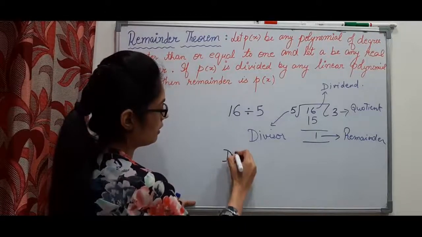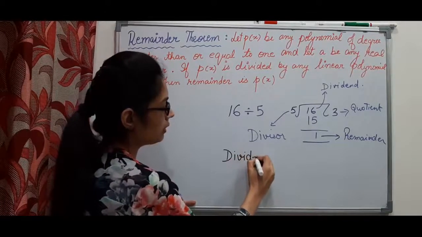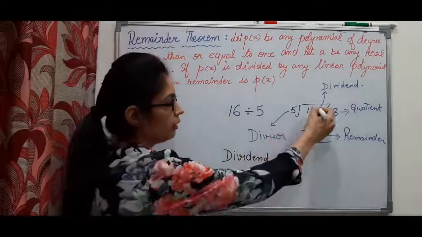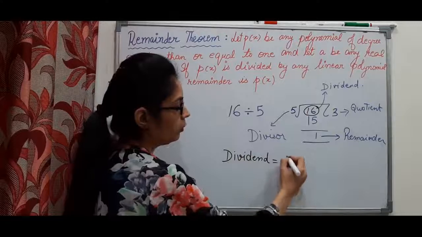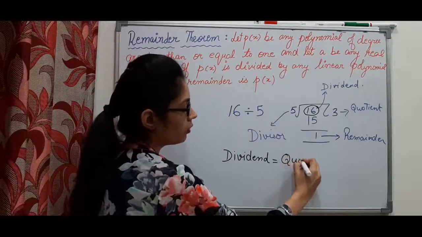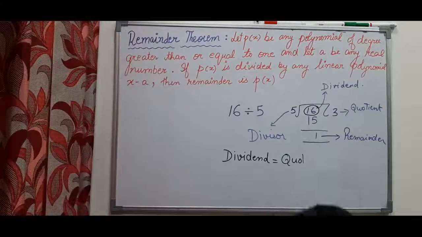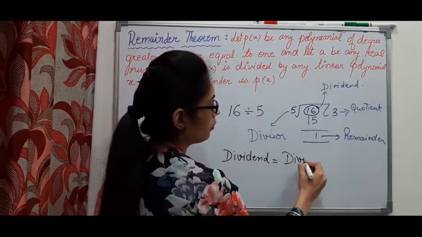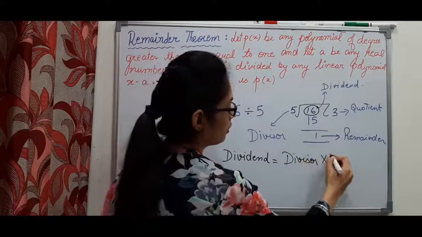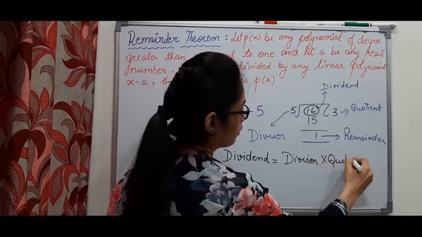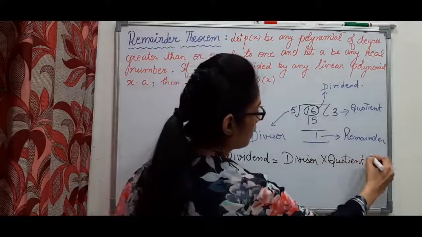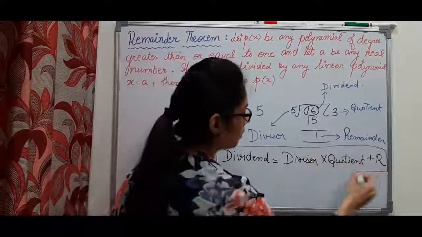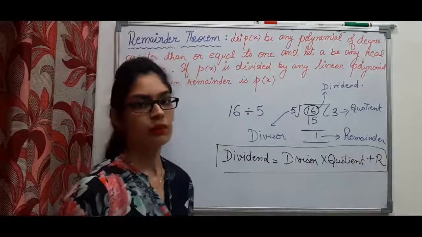So this is the relation. This you have to remember in case of polynomials also. Dividend, this one, is equal to divisor into quotient plus remainder. So this is the relation which you have to remember in case of polynomials also.